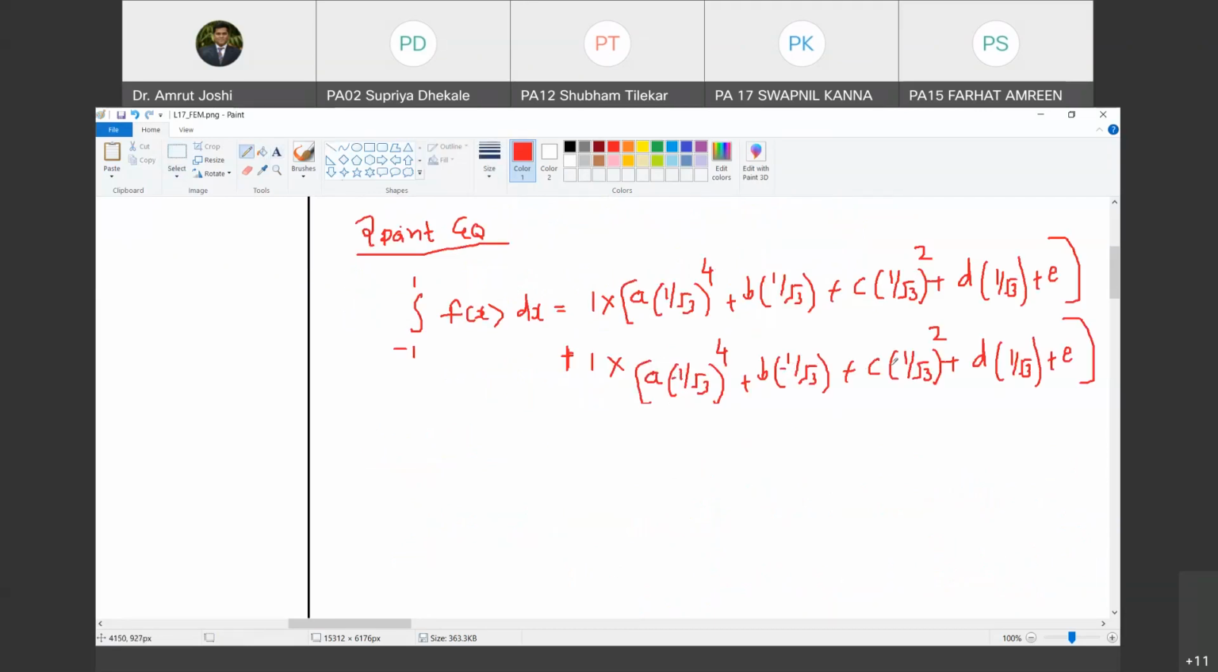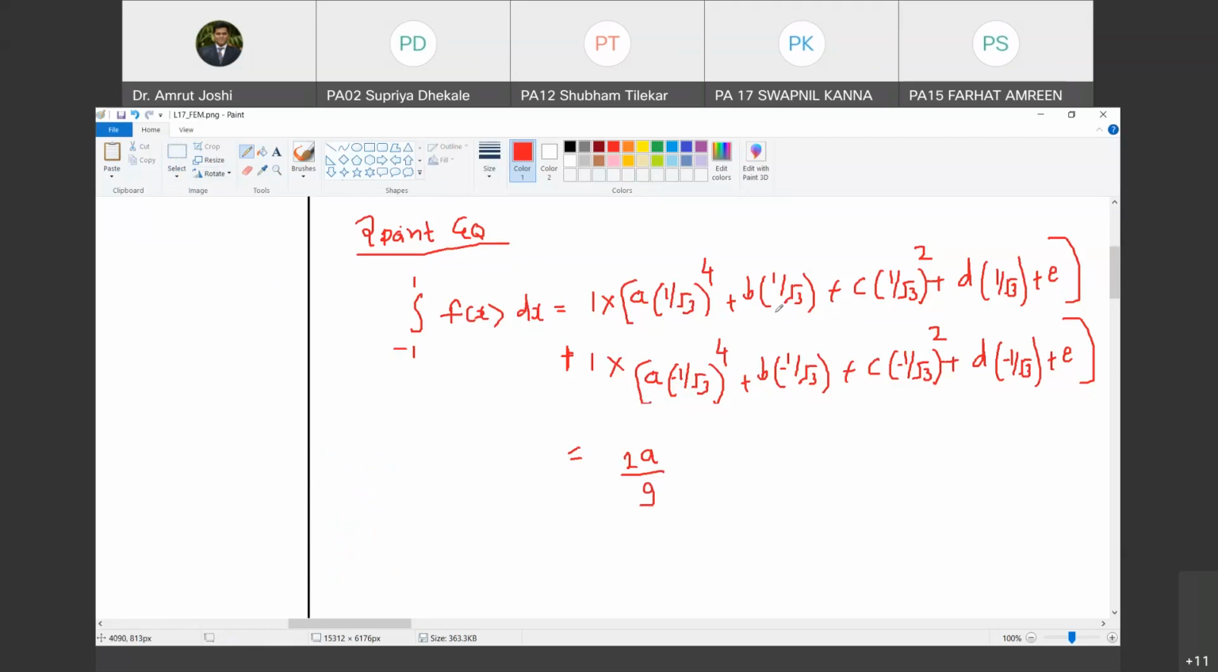Minus, minus, minus, minus. Now tell me, 1 by root 3 raised to 4 and minus 1 by root 3 raised to 4 are same. Do you agree with me? Yes, sir. So therefore this term is going to sustain and that is going to be equal to twice 1 by root 3 raised to 4, which is equal to 1 by 9. देखो 1 by root 3 raised to 4 is 1 by root 3 square whole square. 1 by root 3 square is 1 by 3, उसका square है 1 by 9. Do you agree with me? Yes, sir. And why 2? Because these two terms are going to get added up. So 2a by 9. Happy?